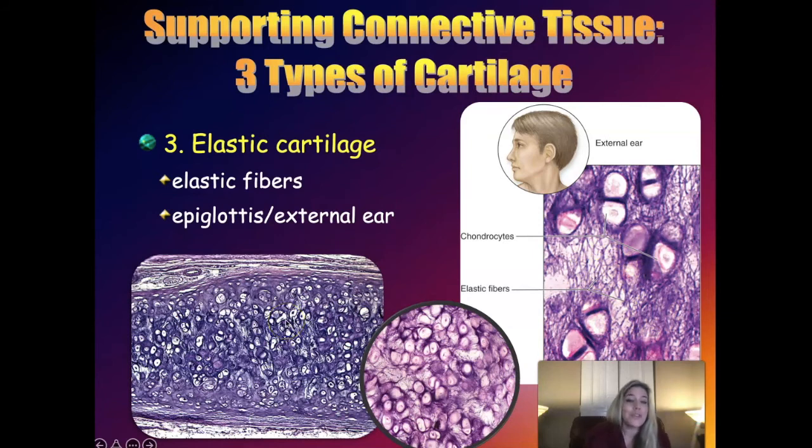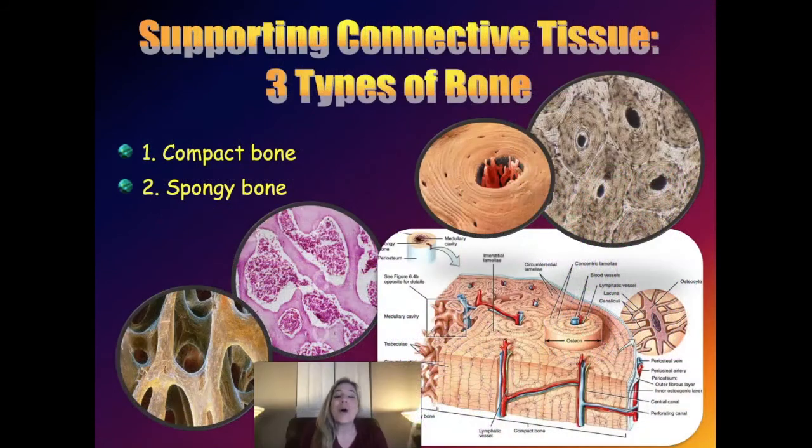But the other way to keep track of it is that it's only found in two places in the human body. And both of those places start with an E. So elastic cartilage, epiglottis, external ear. So if you can remember the E's, that elastic cartilage is only found in two places in the body, and they both start with E, the epiglottis and the external ear. Okay, so we've gone through the cartilage part of supporting connective tissue. Let's now go over to bone.